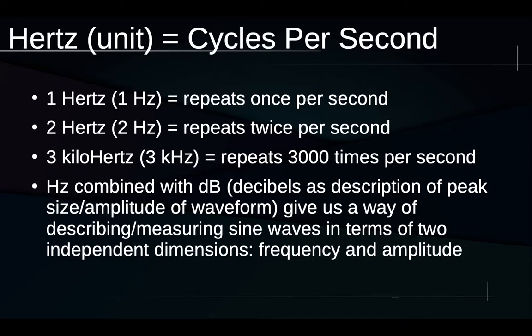If we combine this with what we learned in another module, where we described audio signals in terms of how high they were, their peak amplitude, using decibels, now we have a way of describing and measuring shapes like these sine waves in terms of two independent dimensions. One dimension is frequency, how fast the shape repeats, and the other is amplitude, how big or how high that waveform is, how close it is to the maximum.